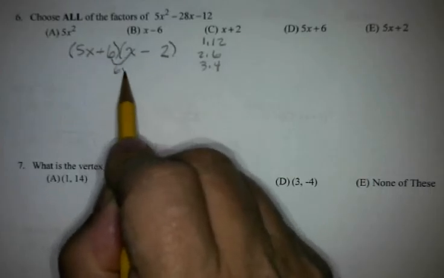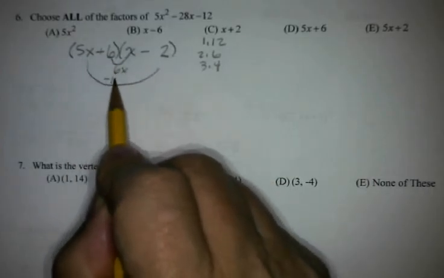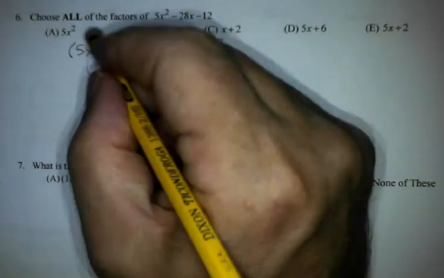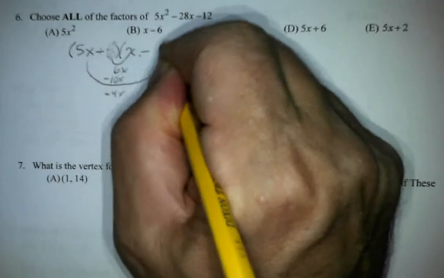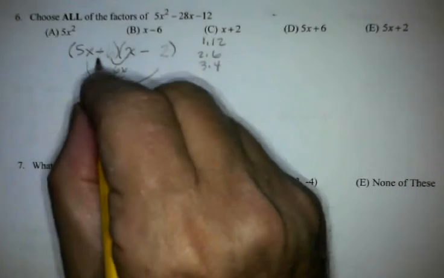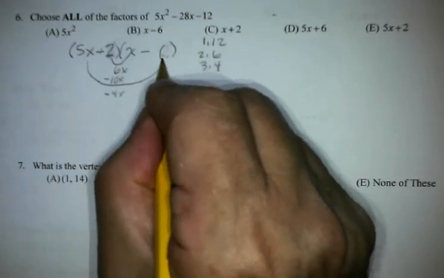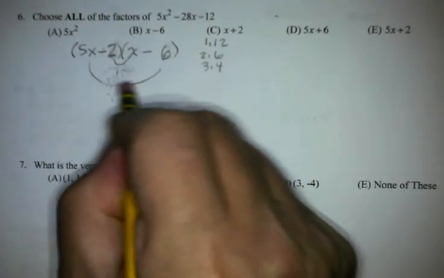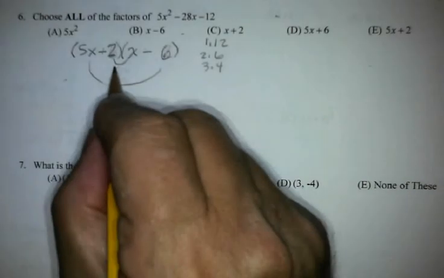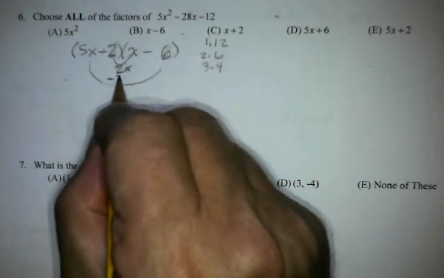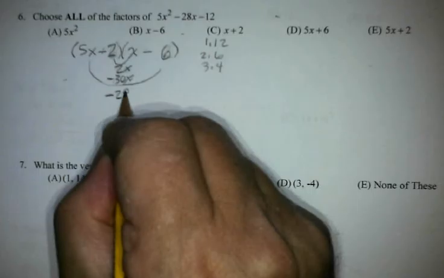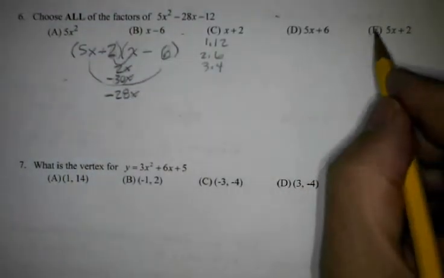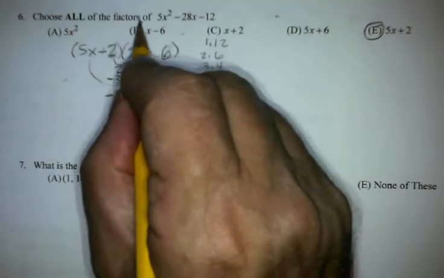Well, I've got 6x minus 10x. Oh, that gives me negative 4x. So that didn't work. The other choice, I can erase this, and let's say I put 2 here and a 6 there. This is why we work in pencil, so we can erase. We have 2x and negative 30x. That's negative 28x. Okay, that's the one I want. So I know for this one, my answers are 5x plus 2 and x minus 6.